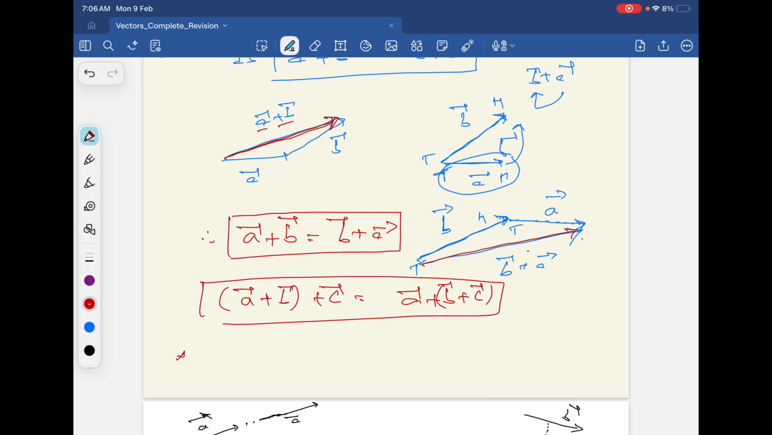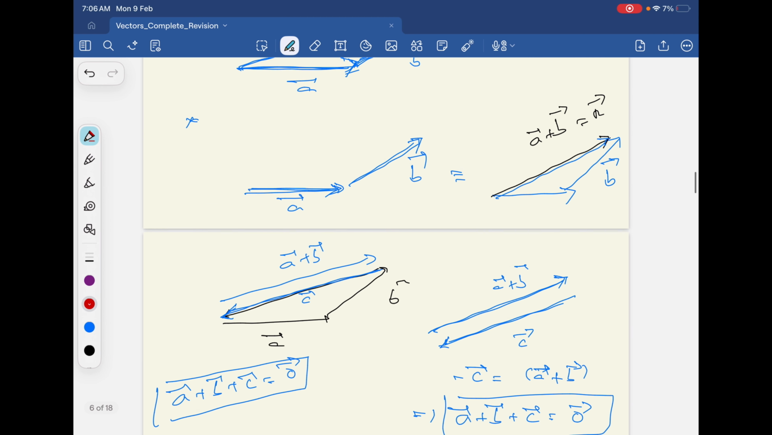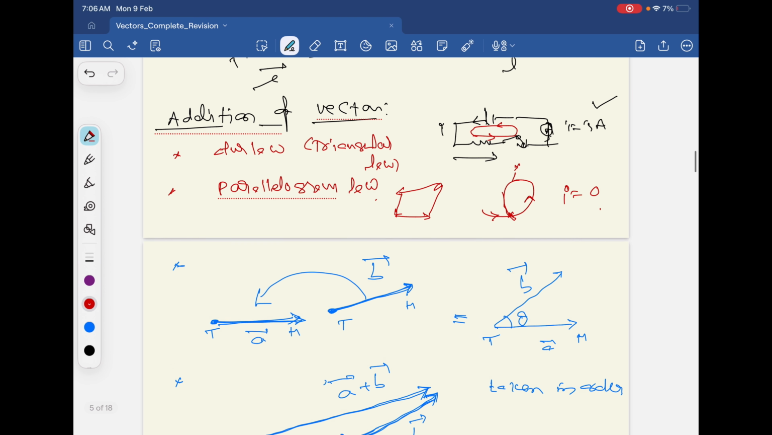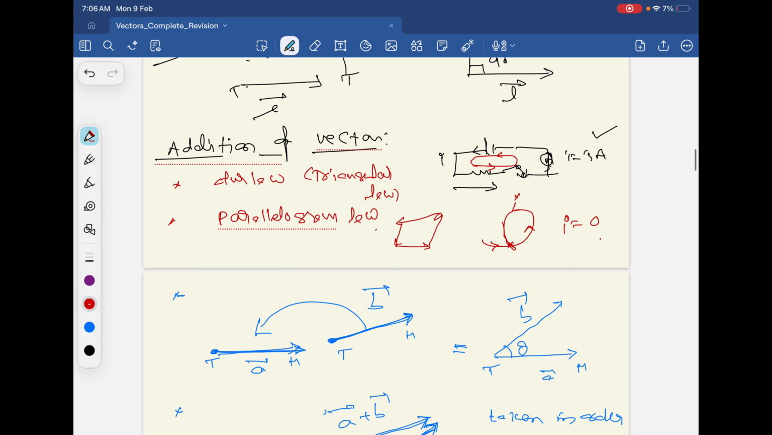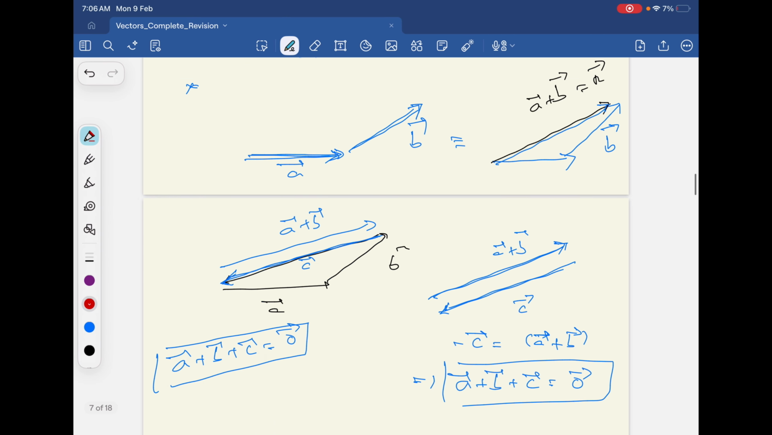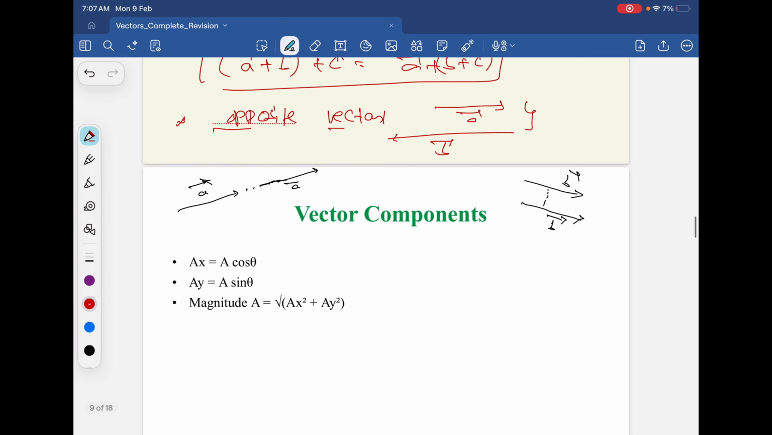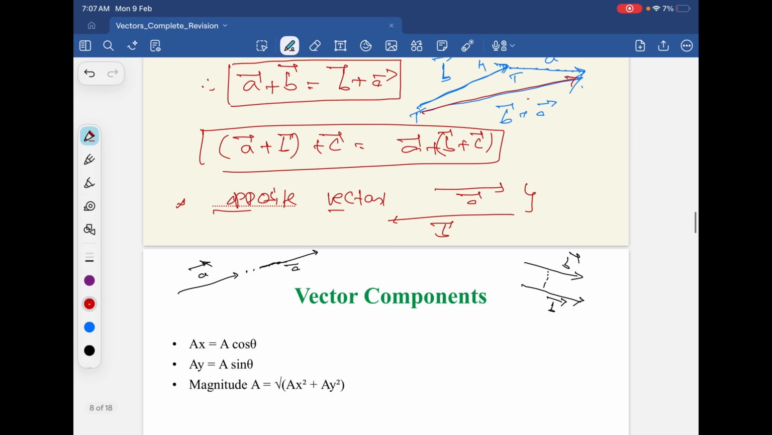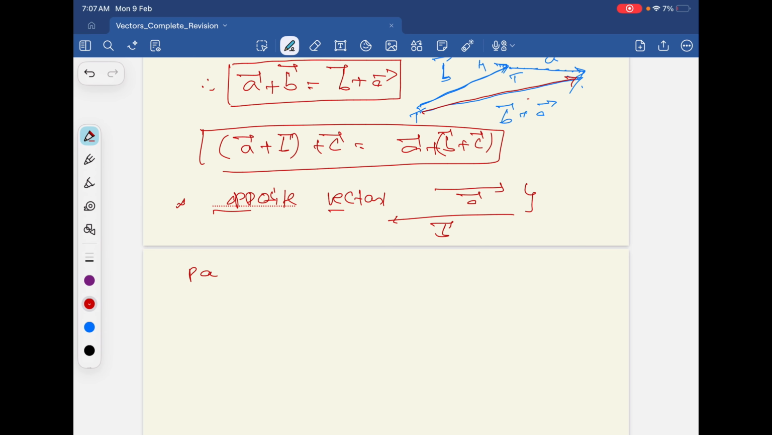Now, this is about the triangular law: how you are adding the vectors, and what the commutative and associative properties are for the triangle. Just a brief revision. It takes me a lot of time to make the videos, so I will do it later. Currently you can remember this. After this, we will talk about the parallelogram law of vectors.